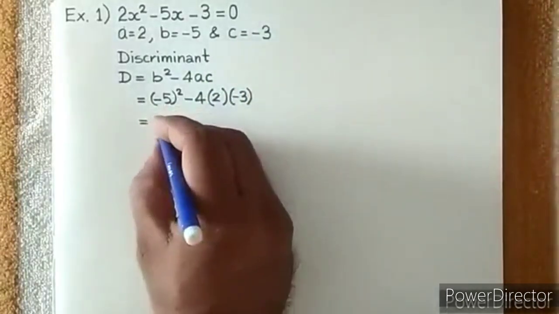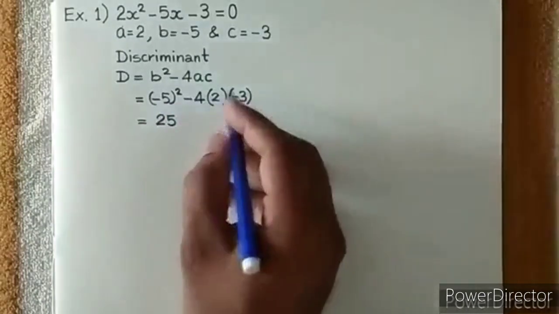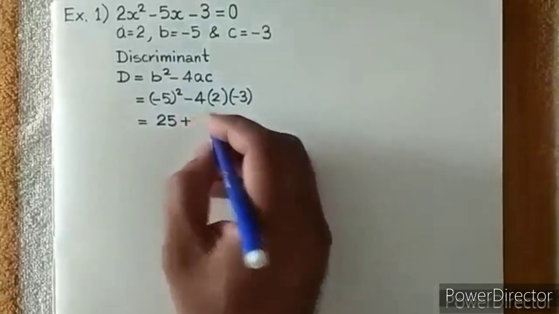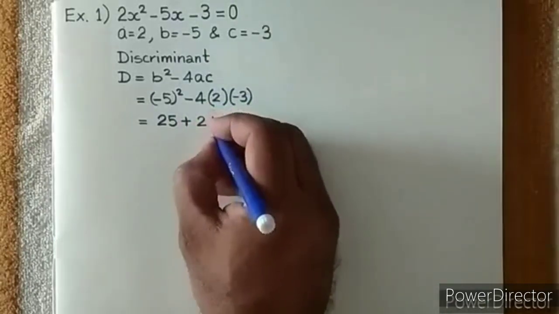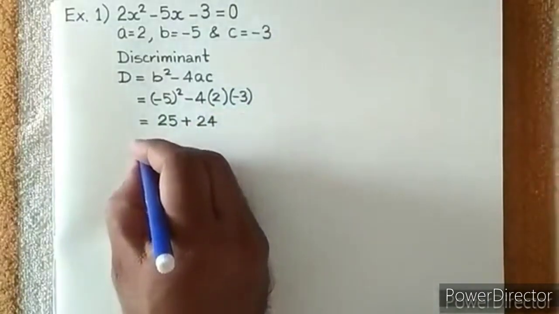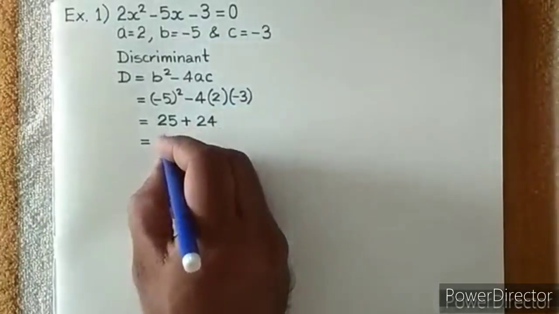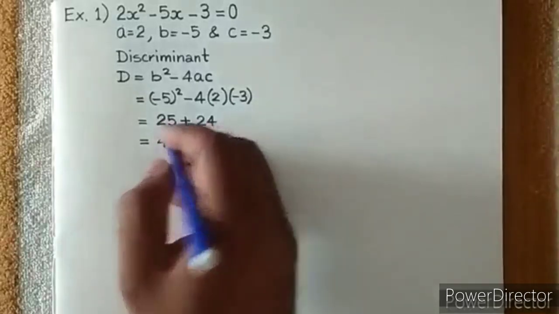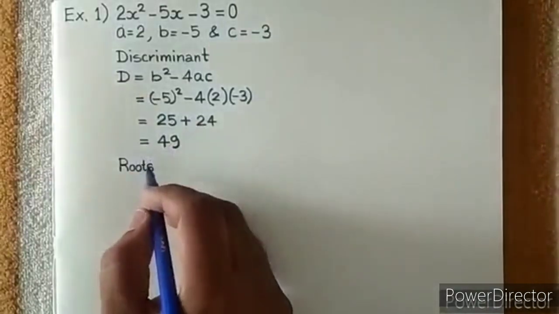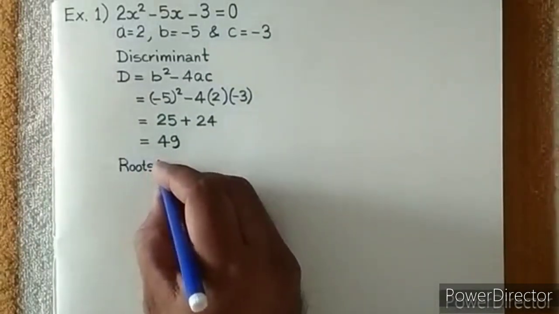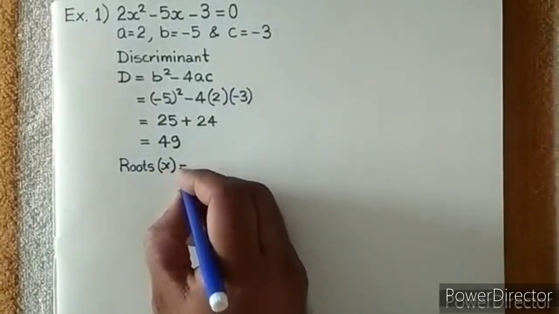So minus 5 square is 25. Now minus into minus will be plus. 4 2s are 8, 8 3s are 24. So your discriminant is 25 plus 24 gives you 49. Okay, so your discriminant is 49. Now we got the discriminant, we have to find the roots, and we know the roots are the values of x, and for that you have a formula.